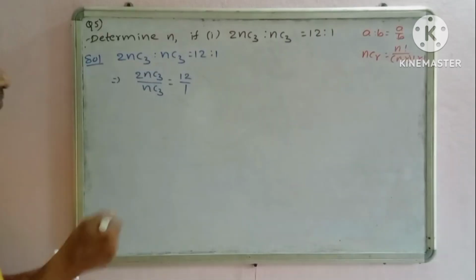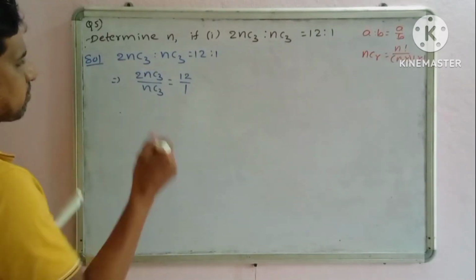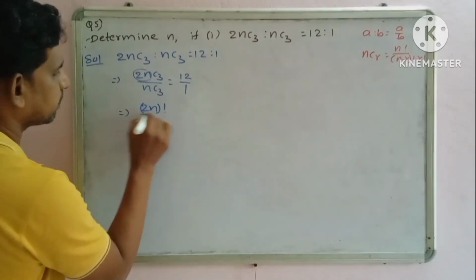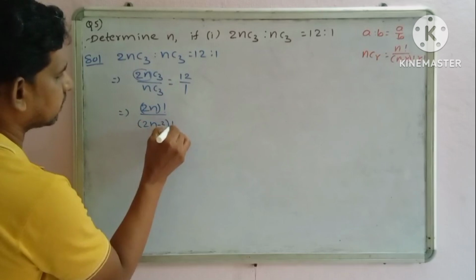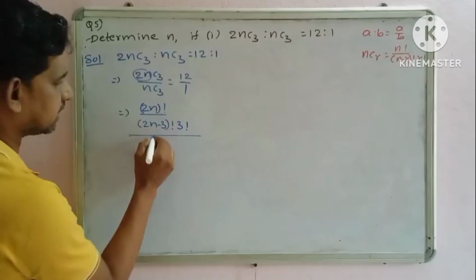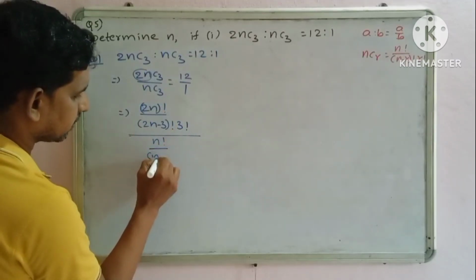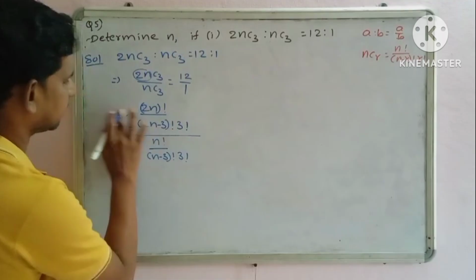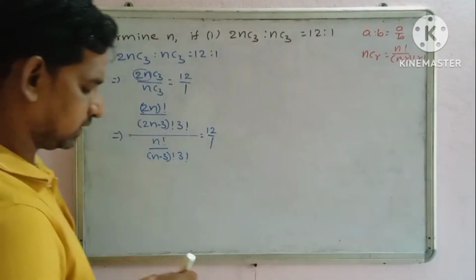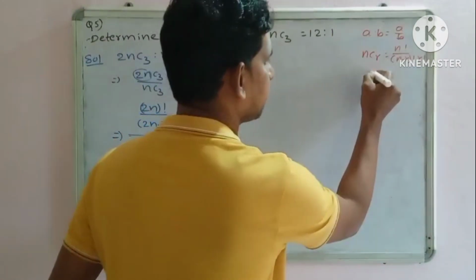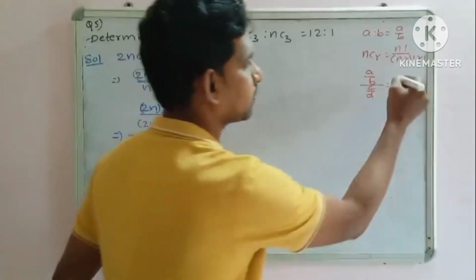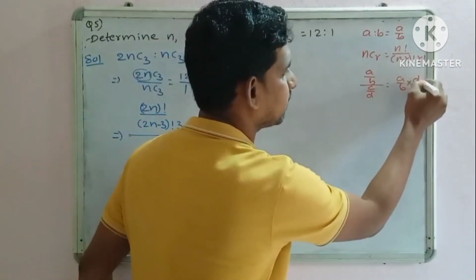So 2nC3, so this is n now. So n factorial by n minus r factorial into r factorial, r is 3, divided by nC3, nCr, n factorial by n minus 3 factorial into 3 factorial equals 12 by 1. Okay. See, one more formula: A by B by C by D equals A by B into D by C.